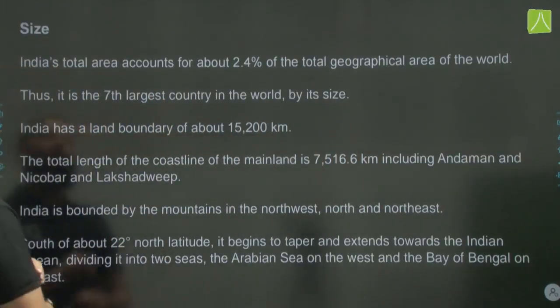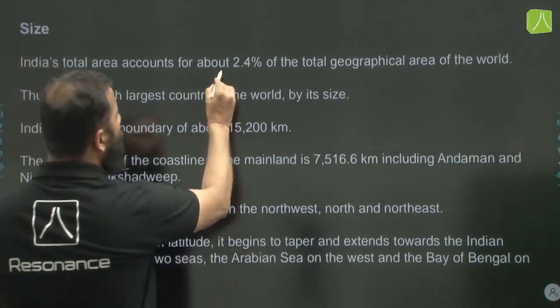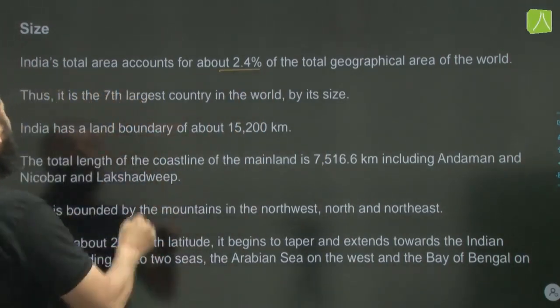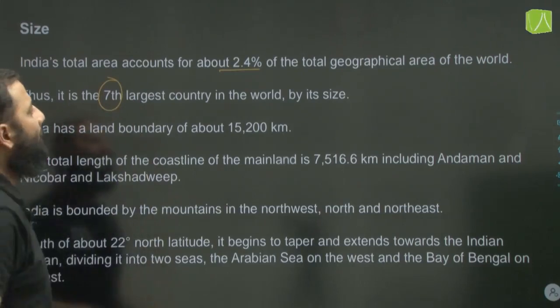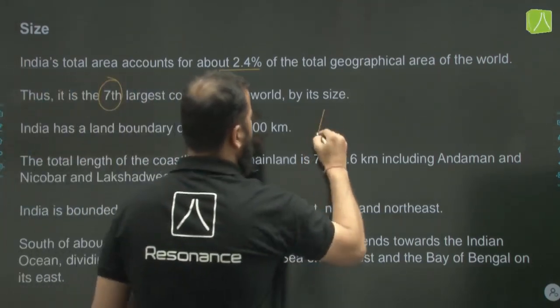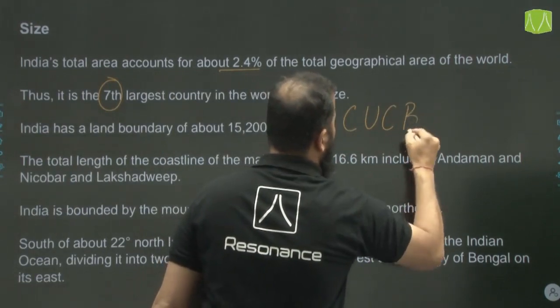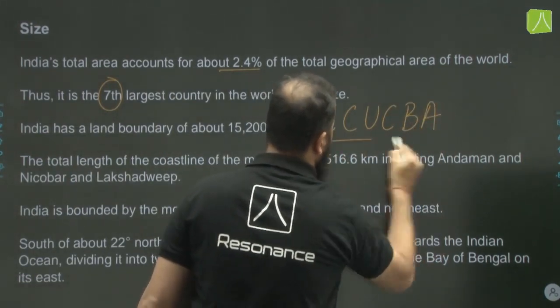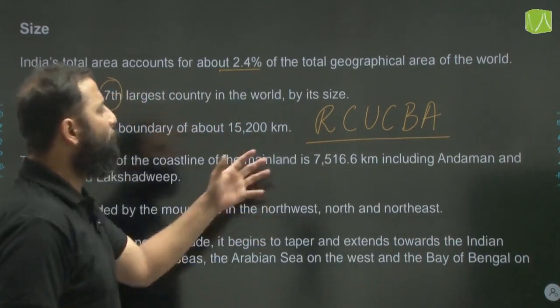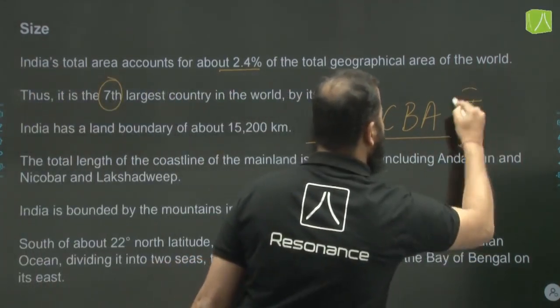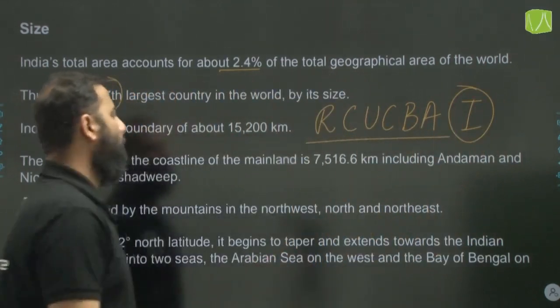Now size: India's total area accounts for 2.4% of the total geographical area of the world. Thus, it is the 7th largest country in the world by size. The other countries are Russia, Canada, USA, China, Brazil and Australia, and then comes India. So India is in the 7th position and these are the other countries.